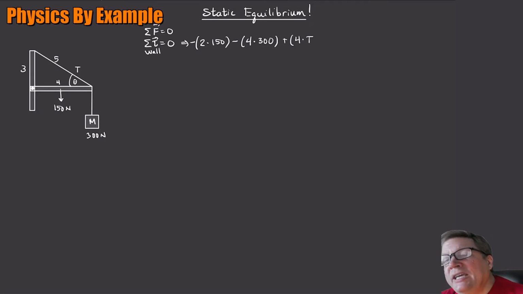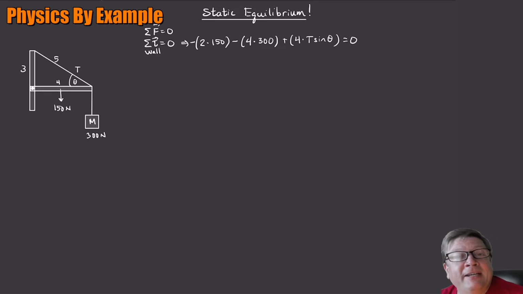But it's not the whole T. Remember, what we want is the perpendicular component of T, and that is T sine theta. That's the bit that actually matters, because the cosine theta part, the x component, is headed back along the boom. That's not making the boom rotate at all, so it doesn't give a torque. So there we go, this equals 0. Now I can solve for T. The way that we've drawn this, it's a 3, 4, 5 triangle. So sine of theta is just going to be 3 over 5, 0.6.